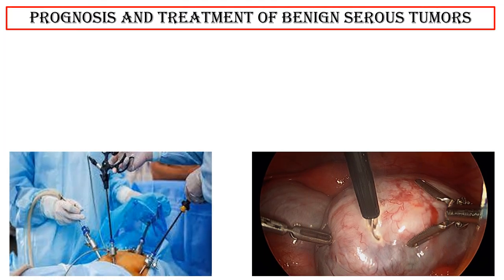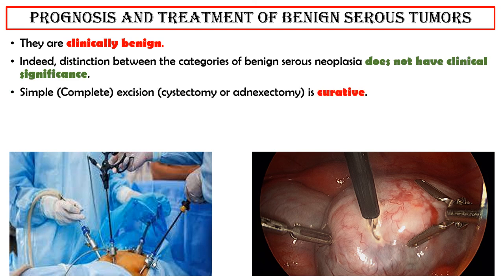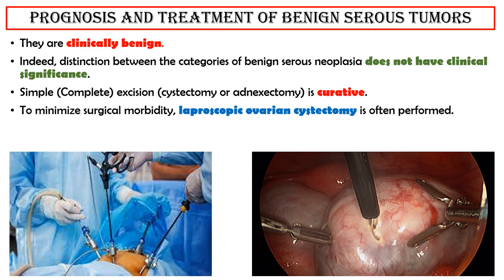Prognosis and treatment of benign serous tumors. They are clinically benign. Indeed, distinction between the categories of benign serous neoplasia does not have clinical significance. Simple, complete excision, cystectomy, or adnexectomy is curative. To minimize surgical morbidity, laparoscopic ovarian cystectomy is often performed. They may recur after incomplete excision.